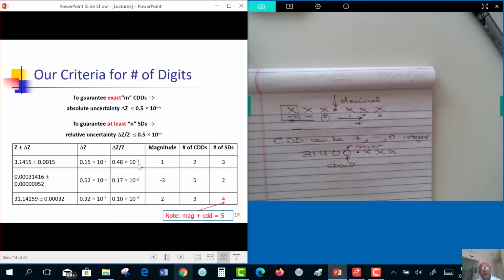Now let's look at our delta z over z. So these are the values. So we have at least three significant digits here, at least two significant digits here, and at least four significant digits here. So here our math formula, this plus this is this, matches. M plus CDD matches. But notice here, we should have 5 CDD, but our formula is promising only 4, minimum 4. So here, notice our mathematical equality is not met.